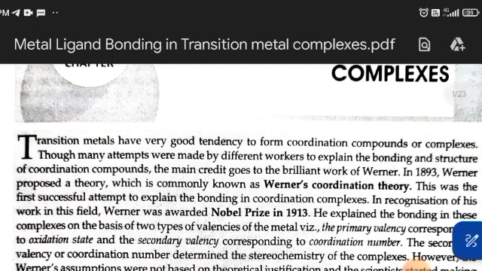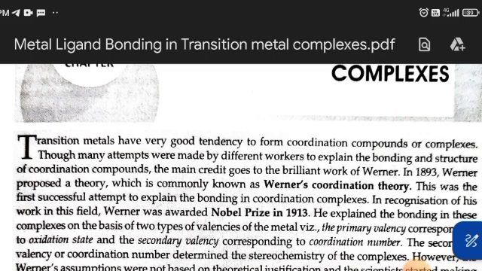Transition metals have a very good tendency to form coordination compounds or complexes. Though many attempts were made by different workers to explain the bonding and structure of coordination compounds, the main credit goes to the brilliant work of Werner. In 1893, Werner proposed a theory which is commonly known as Werner's coordination theory.